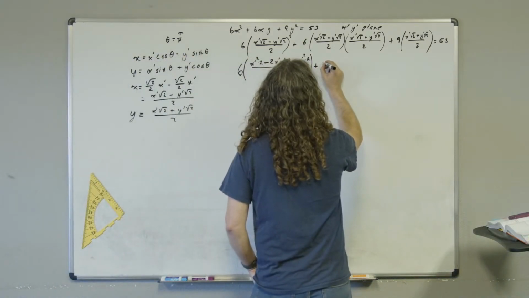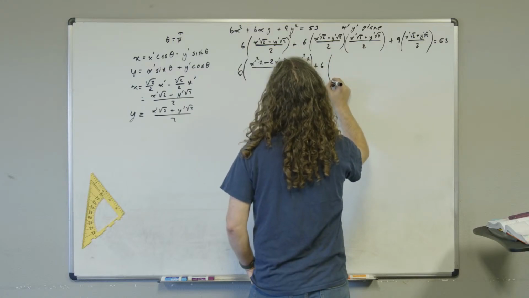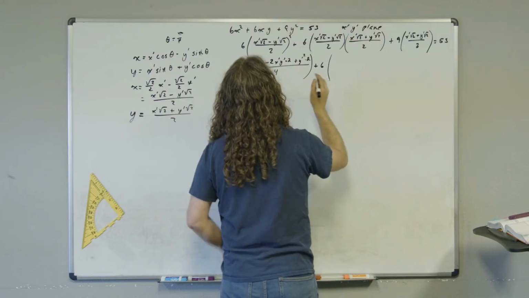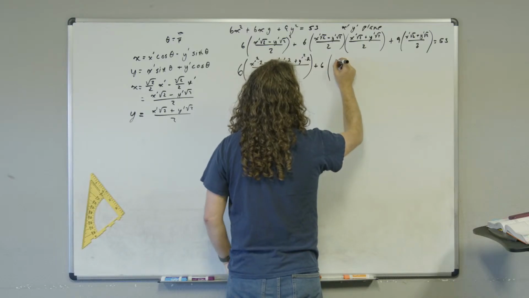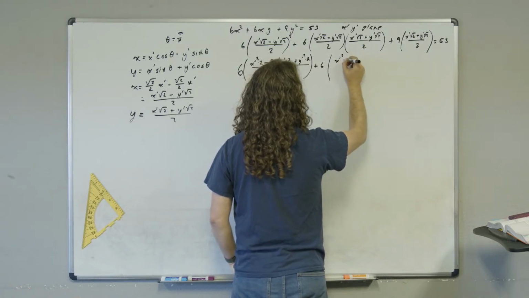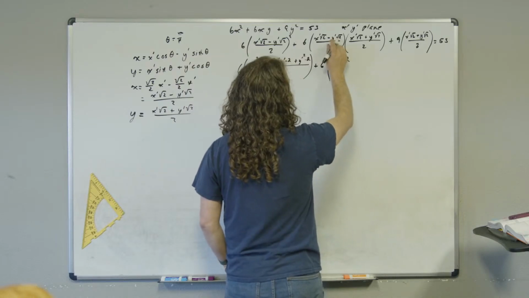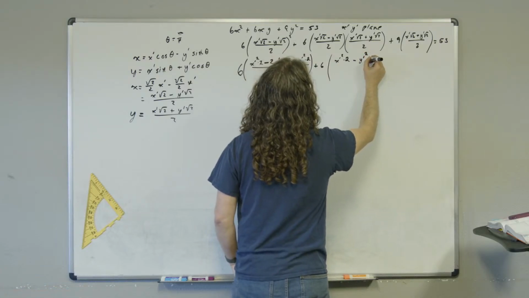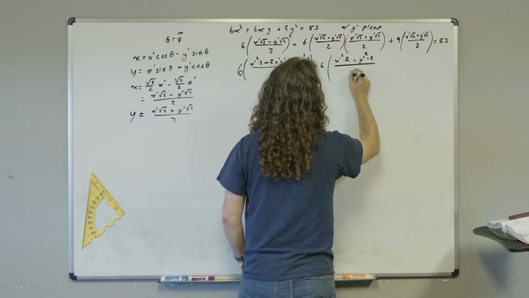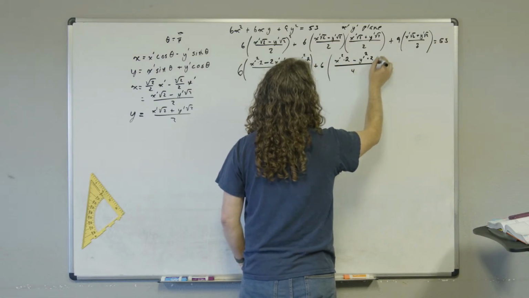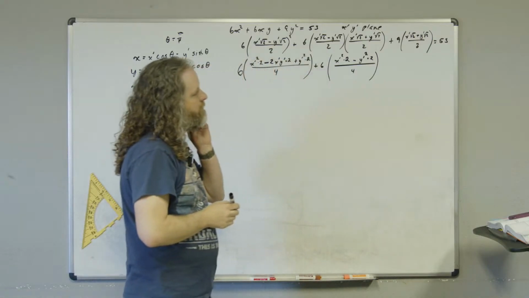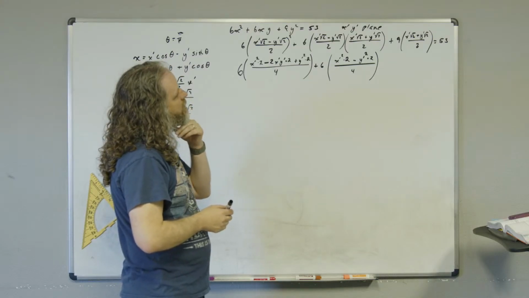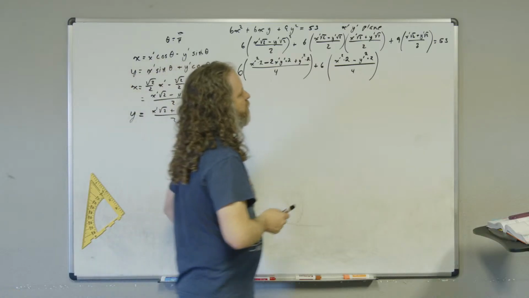So plus 6 times, this times this is x prime squared times 2. And last would be negative y prime squared times 2. And 2 times 2 is still 4. And the last one, we're just distributing the 9. Go ahead and distribute the 9.